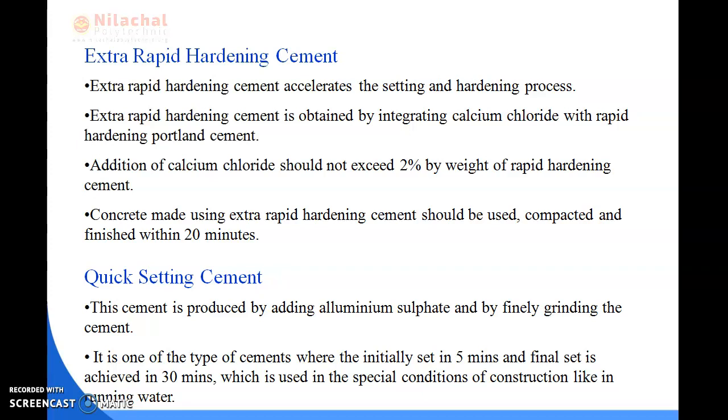Next, quick setting cement. This cement is mainly produced by adding alumina sulfate and by finely grinding the cement, and I have told you it is one of the quick setting cements. The initial setting time is 5 minutes and the final setting time is only 30 minutes.